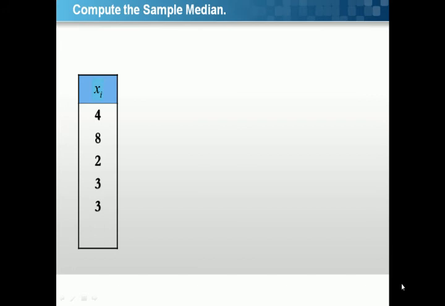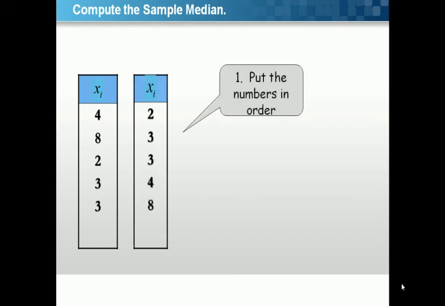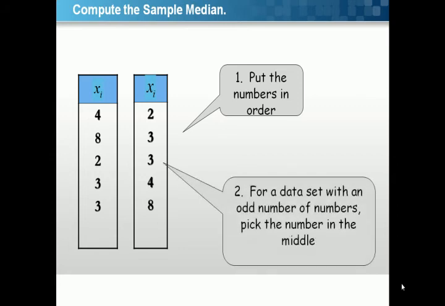Here are the numbers that we had: 4, 8, 2, 3, and 3. To compute the median, just put those numbers in ascending order, so 2, 3, 3, 4, 8. And then just pick the number in the middle. That's for an odd number; I'll show you later what to do with an even number. It's pretty close to the same thing. Anyway, just put the numbers in order and then select the number in the middle of that ordered array.